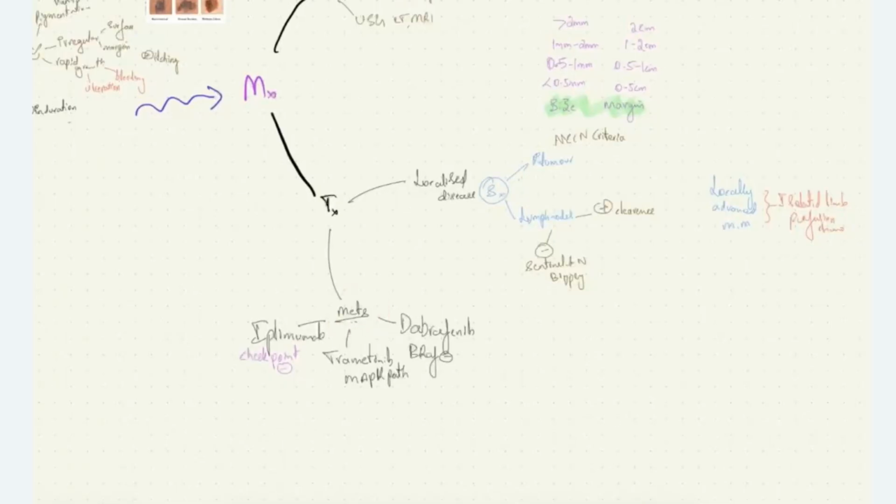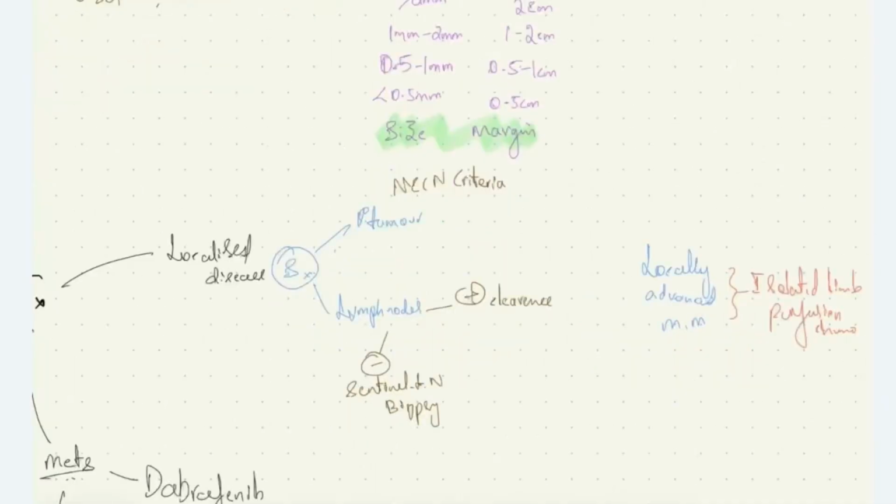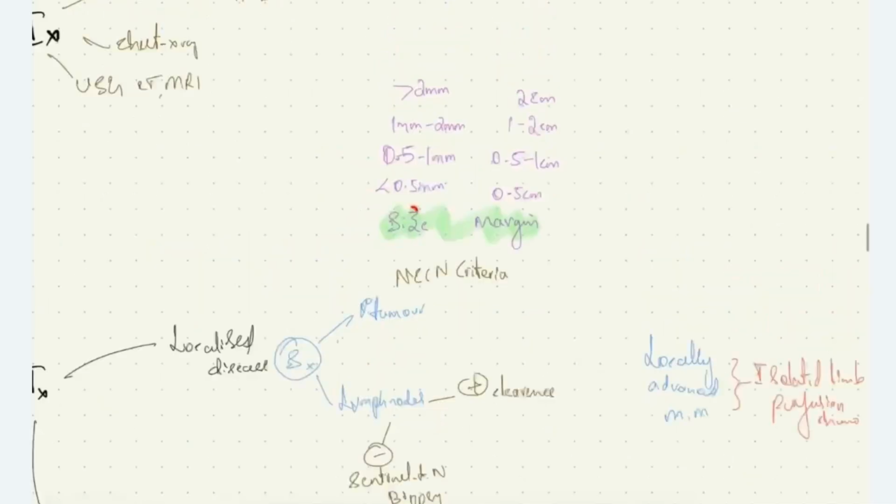The localized disease is treated by surgical excision of the primary tumor and excision of the lymph nodes if they are involved. While excising the primary lesion, we have NCCN criteria. NCCN criteria says if the size of the lesion is less than 0.5 mm, the margin that we should take is 0.5 centimeter.